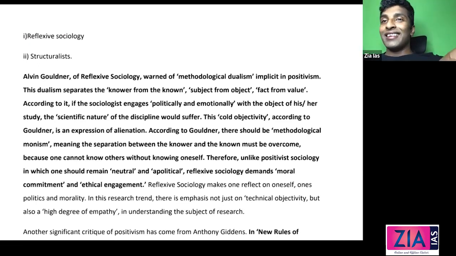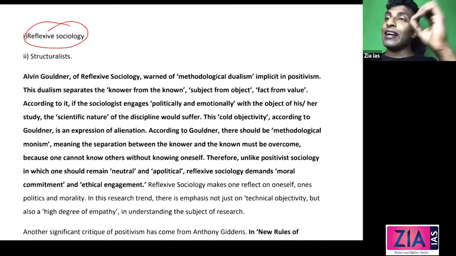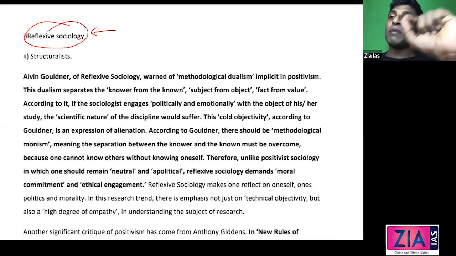It's not that they cannot ask from critique. They can, the scope of asking questions is unlimited. Any alternate approach to positivism can be a critique to positivism. Can they ask you? Yes. You don't have any right to say that it is not part of the syllabus. Reflexive sociology, they can easily ask you, and it will be from the syllabus.